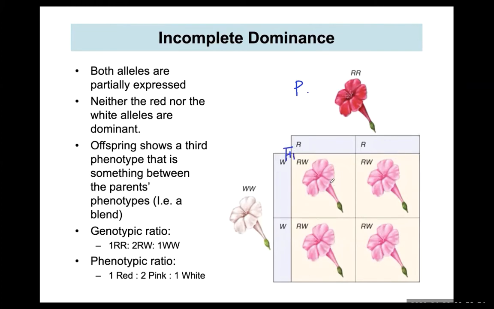And this F1 hybrid self-fertilizes. In the next generation, in F2, the phenotypic and genotypic ratio is the same, 1:2:1. According to Mendel's law, in the F2 generation, the phenotypic ratio appears 3:1 and the genotypic ratio is 1:2:1. But in the case of incomplete dominance, the genotypic and phenotypic ratios are both the same.